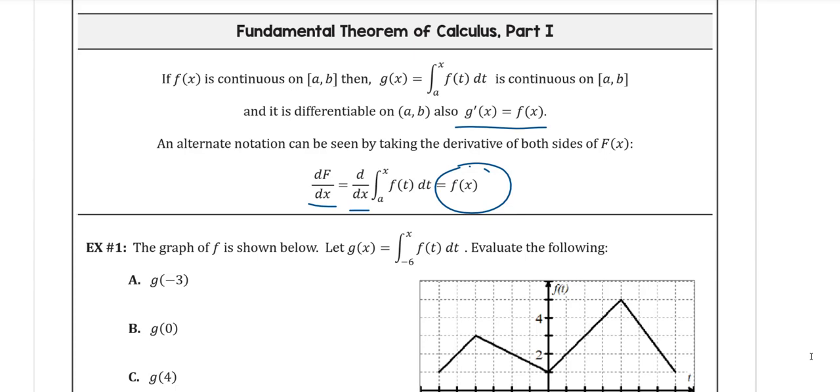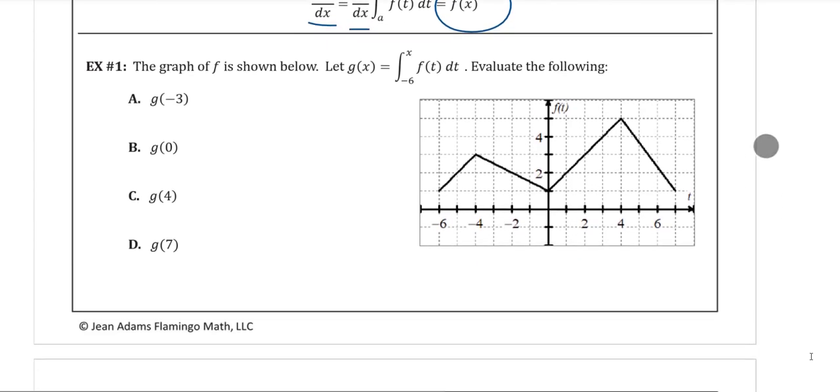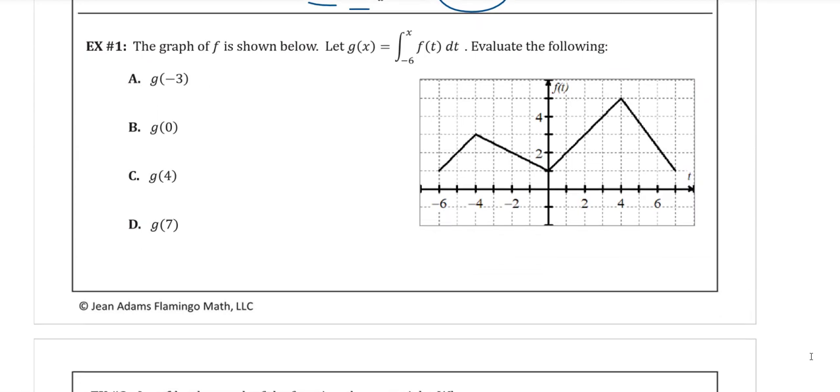Okay, so how this works, we're going to work through a couple of examples here, and they're going to get more complex as we go. We have the graph of little f shown here. So g of x is going to be defined from negative 6 to x of f of t dt. So we're going to evaluate the following function, g of negative 3.